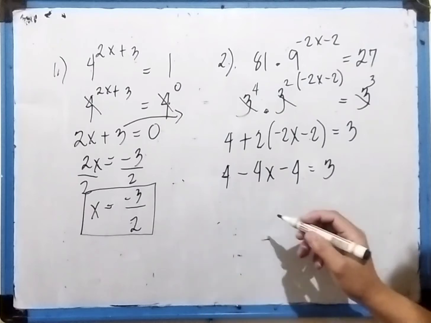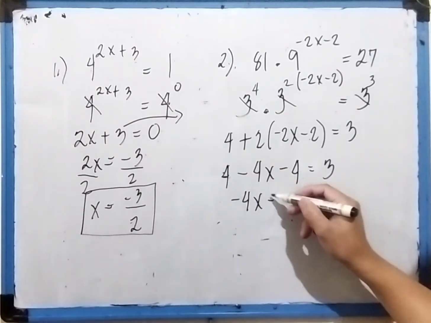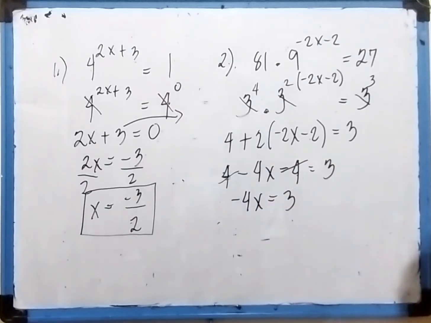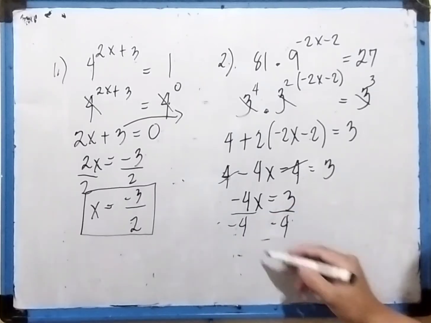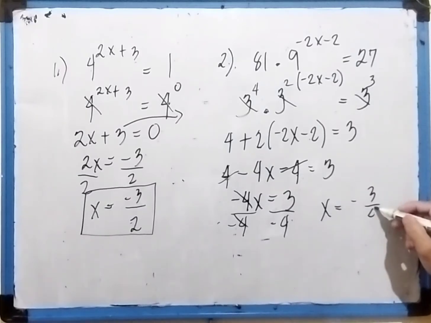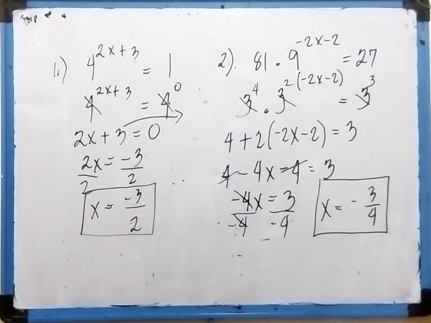Okay, so combining like terms, guys, we have here 4x is equal to 3. 4 minus 4 here is 0. So divide both sides by 4. That is now x is equal to 3 over 4. So this will be your final answer.